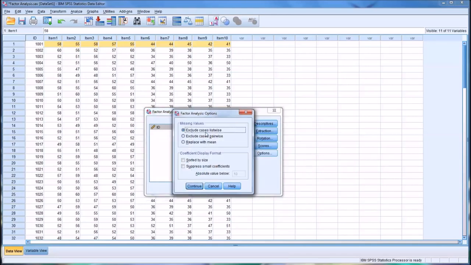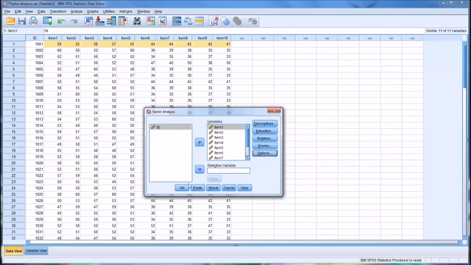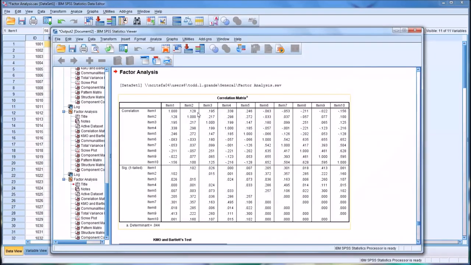And then for options, I left excluding cases listwise, which of course in this demonstration, no cases will be excluded because all the data is populated. So at this point, you hit OK, and you first see the correlation matrix.